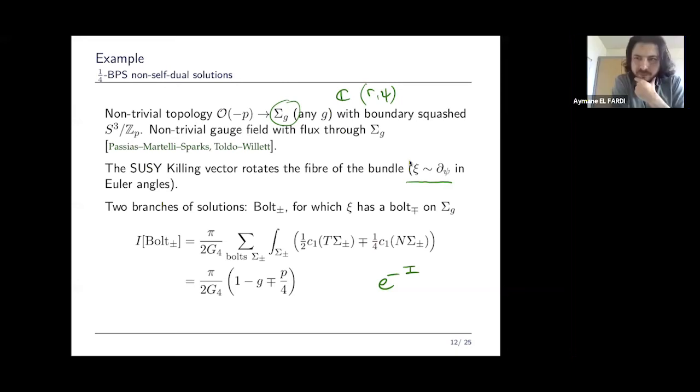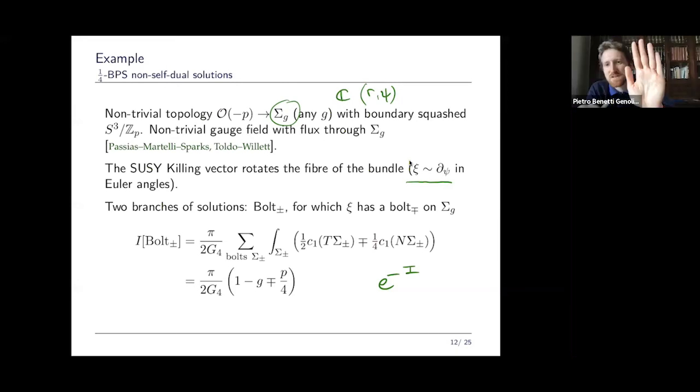Right? It's the thing that is left untouched by this rotation. Great. So these are the bolts. The bolt for this Killing vector is the base of the bundle. Okay. So there is no nut, it's just a bolt.